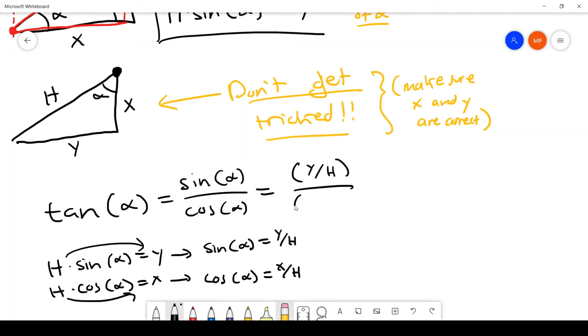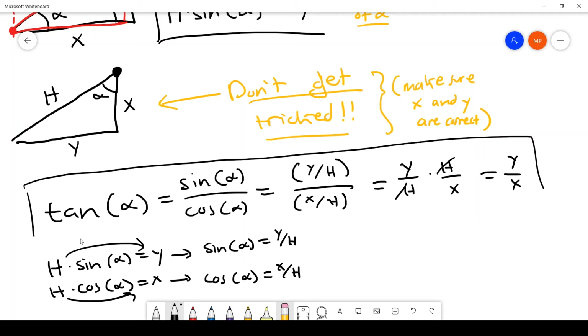So we have this is y over h, this is x over h, and then we can do the same thing as before, since we are multiplying by fractions. We'll do the keep change flip method, in which our hypotenuse would cancel out, and then we have y over x. So tangent of theta is y over x.